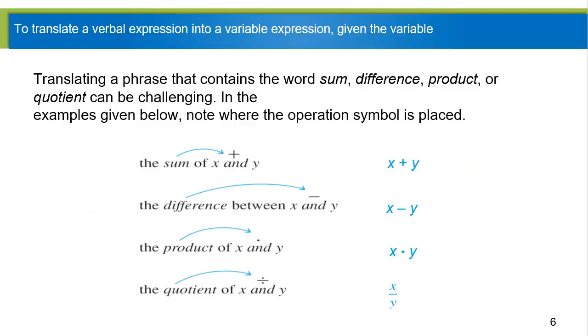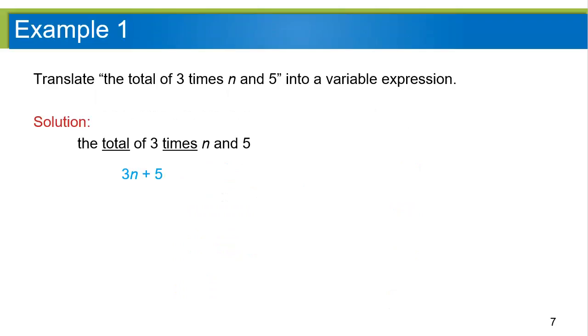All right, some more keywords. When you see the sum of something, that's always addition. The difference between two things, that's always subtraction. The product of something always means multiplication, and the quotient of something always means division. Here's an example. The total of 3 times n and 5. Well, the total of 3 times n and 5 is 3n plus 5, right? The and 5 always means addition.